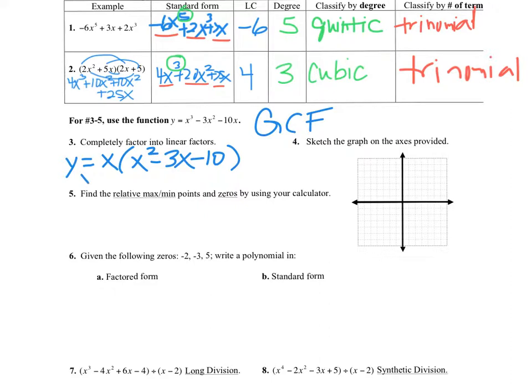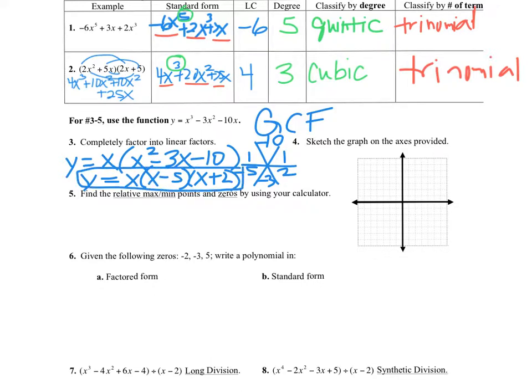Now, we can keep going. This is good old star method here. Put a -10 up top with a -3 on the bottom, and then ask yourself, what times what is -10 and adds up to -3? -5 and 2. So then we get x minus 5 and x plus 2. That is the answer for question number 3. It tells us to completely factor, and we did.